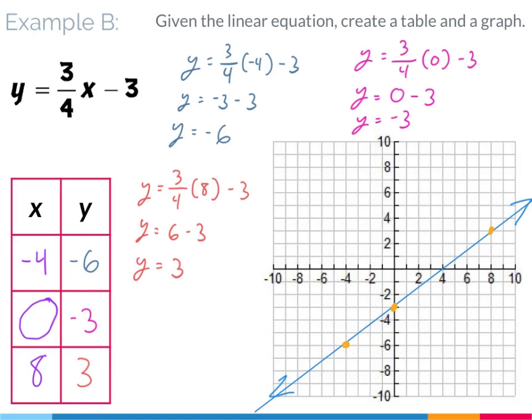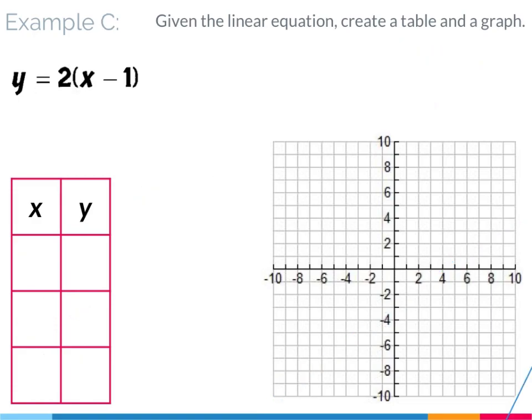Now let's take a look at the next example. So here we are at example C, and it says given the linear equation, create a table and a graph. So this time we've got y equals 2 with inside parentheses x minus 1. So we're in the same situation as before, blank table, blank graph. We're going to have to pick some x's and find some y's. So let's go ahead and do that.